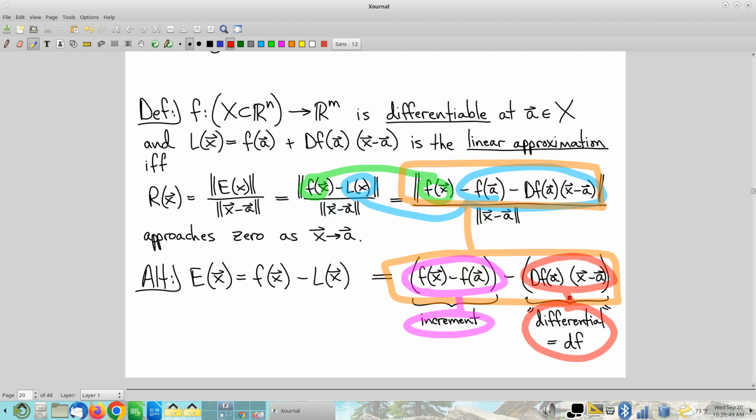Okay, all right. Heads up on these terms. Be aware of these terms. I'm going to feel free at this point to use the term increment and the term differential. They're natural and common terms.